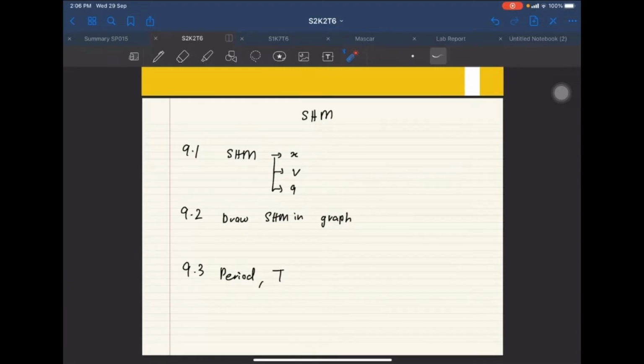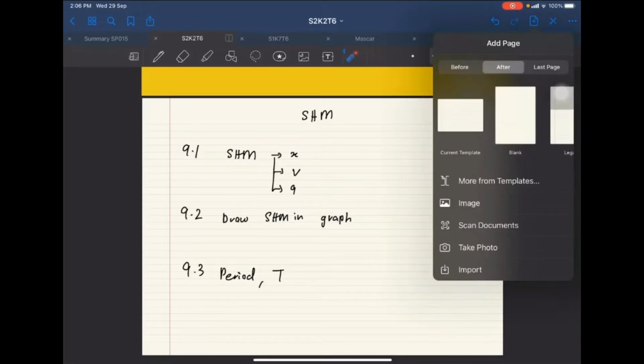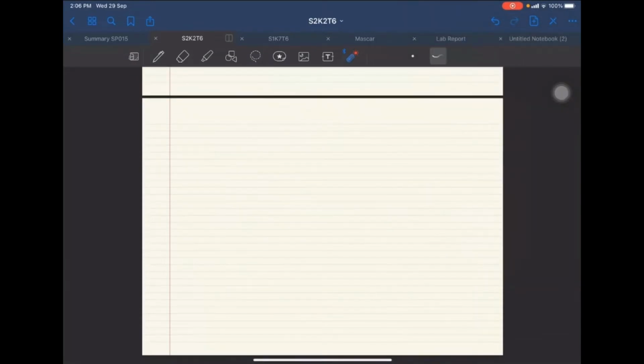So what is simple harmonic motion? Who can tell me? A system that is doing a periodic motion or oscillation. Okay, good. There are a few keywords such as oscillates, and then there is the period. And if you look at your lecture notes, they give you a definition. I'll try to find it now.